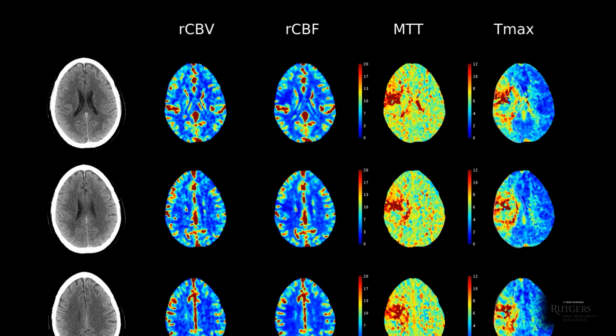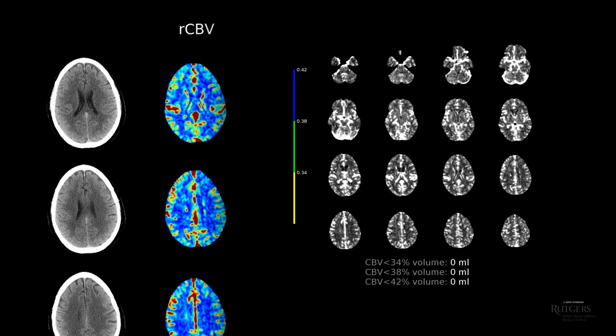Okay, Tmax is significantly delayed, no surprise there. There's even some delay in the mean transit time. But cerebral blood volume once again looks symmetric between the two hemispheres. CBV does not appear to be decreased enough to meet any of the accepted thresholds.